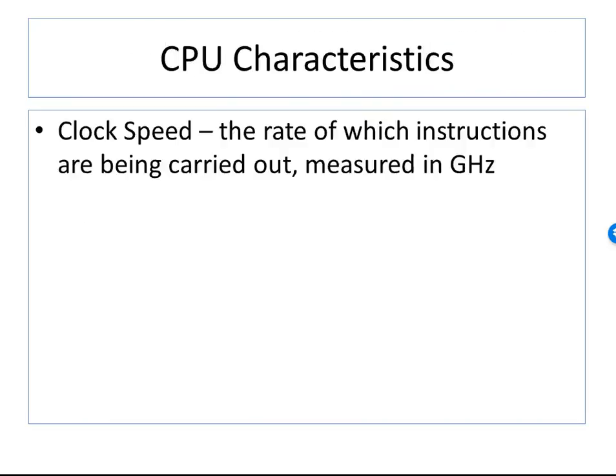CPU characteristics can include clock speed. Clock speed is the rate at which instructions are carried out. If we think back to the fetch, decode, execute cycle, the clock speed is the rate of how quickly those instructions are being carried out, and it's measured in gigahertz. A gigahertz is a billion times. So for example, a 3 GHz processor means the internal clock ticks, it processes, 3 billion times every second.